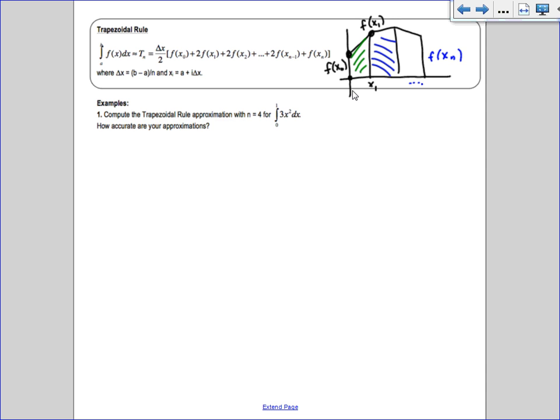Okay, so compute the trapezoidal rule approximation with n equals 4 for the integral from 0 to 1 of 3x squared dx. So again, we'll sketch it out to help us. So I have 3x squared. I'm going from 0 to 1. And I have n equals 4. So again, I'm dividing it into tiny little subregions.